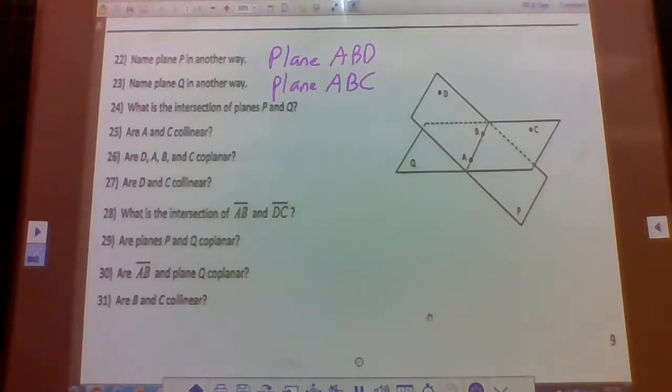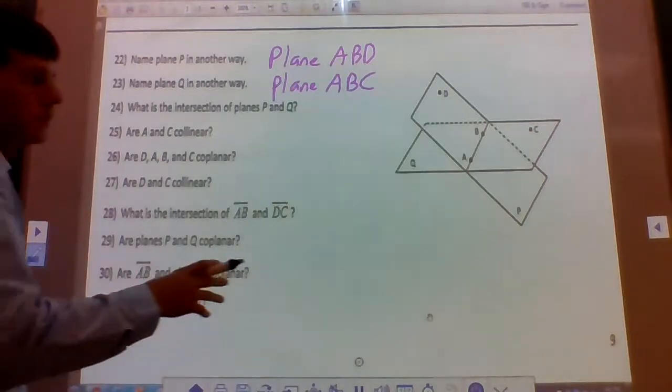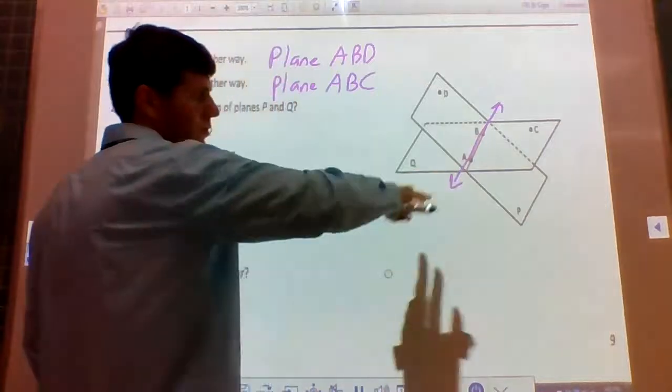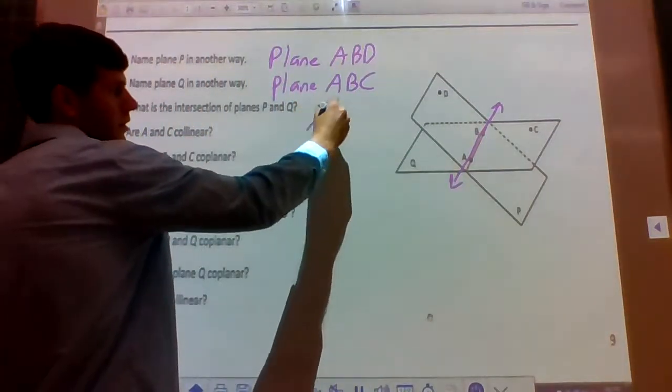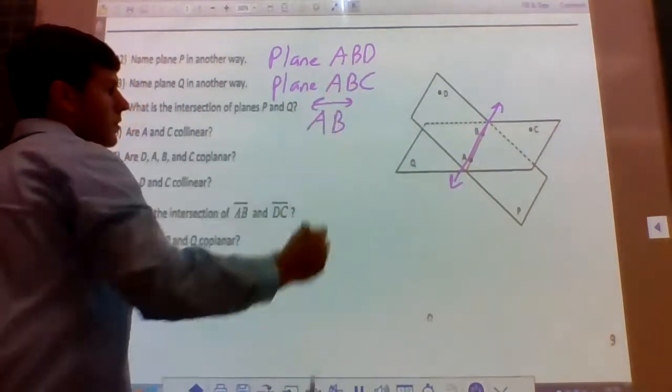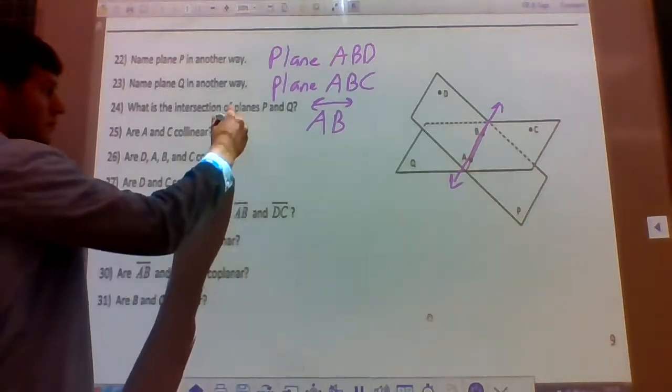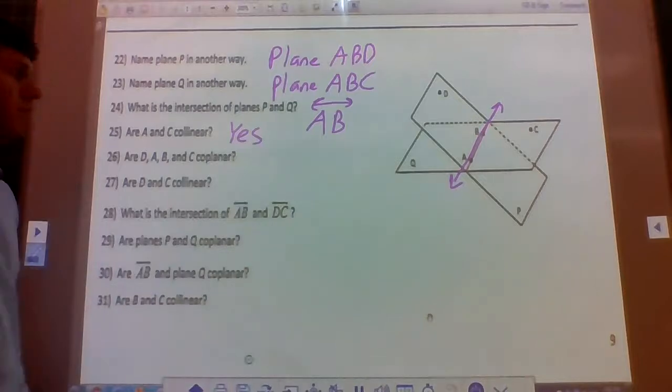What is the intersection of planes P and Q? That's going to be line AB. Again, these planes go on forever, so it's not a segment, it's a line. So line AB. A and C are collinear, yes. Any set of 2 points is collinear.